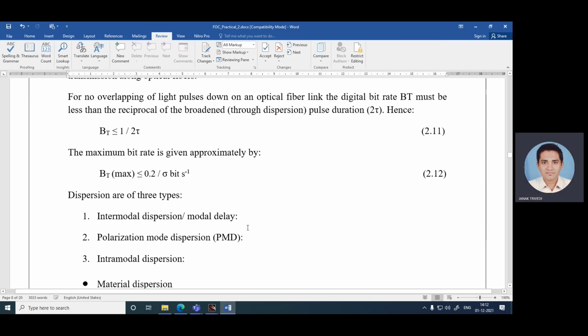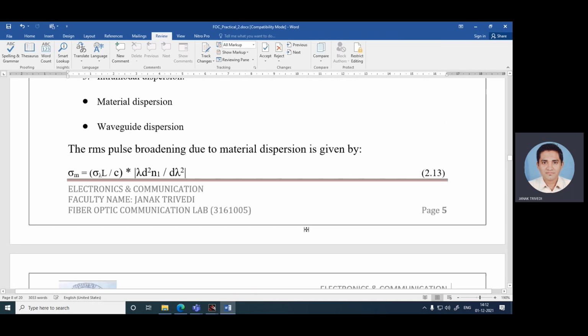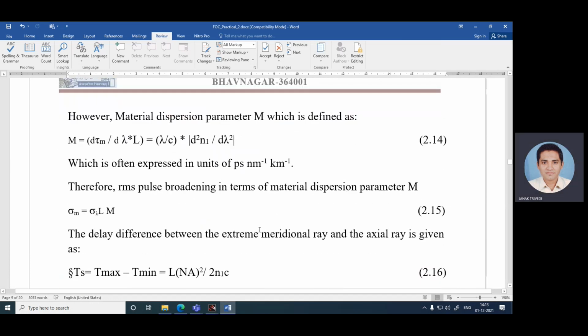equation 2.12. Dispersion is of three types: intermodal dispersion or modal delay, polarization mode dispersion (PMD), and intramodal dispersion, which includes material dispersion and waveguide dispersion. The RMS pulse broadening due to material dispersion is given by equation 2.13: σ_m = σ_λ L / c × λ d²n1/dλ². However, the material dispersion parameter M is defined as equation 2.14: M = dτ_m/(dλ L) = λ/c × d²n1/dλ², which is often expressed in units of ps nm^-1 km^-1.